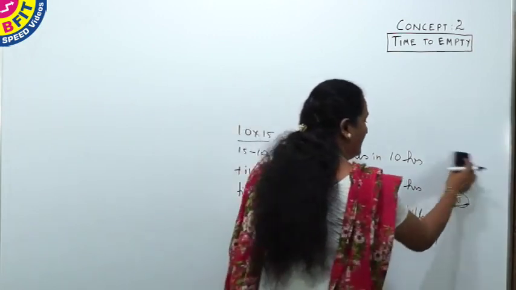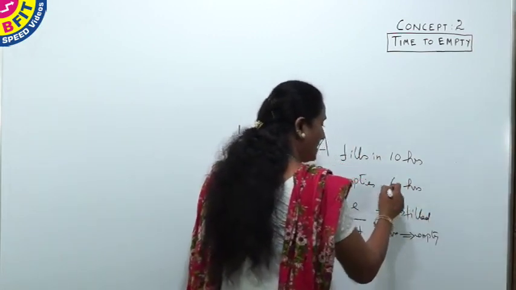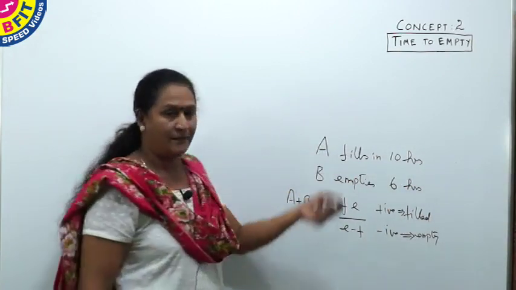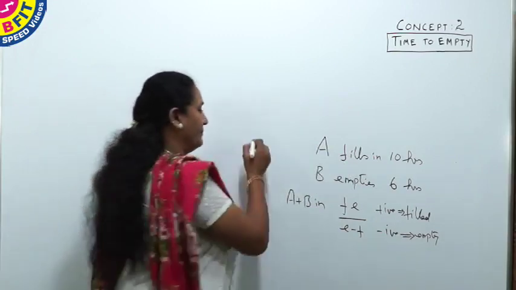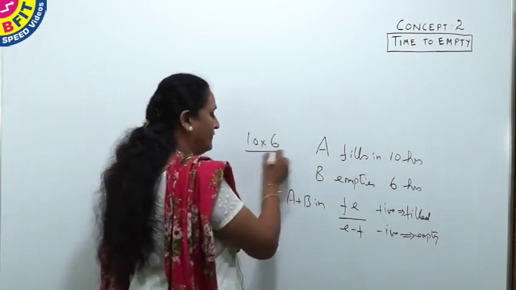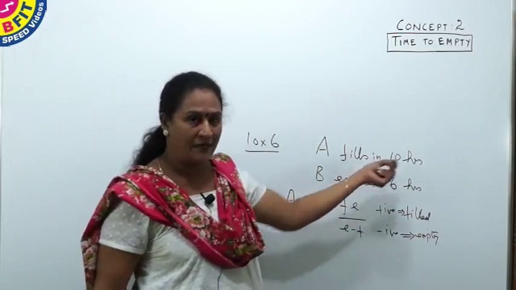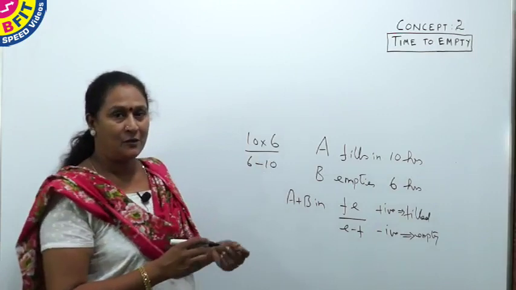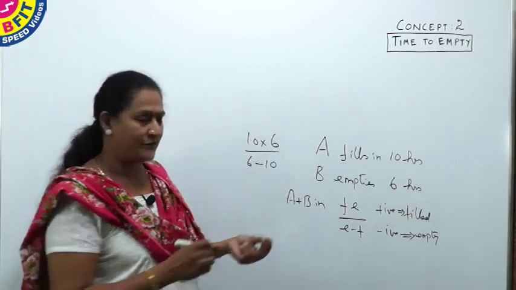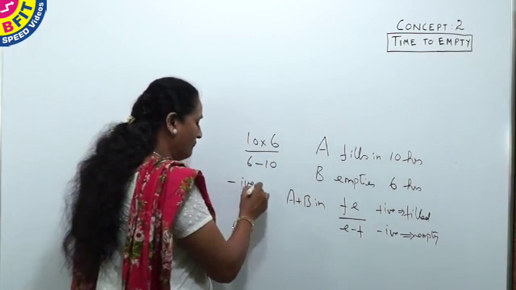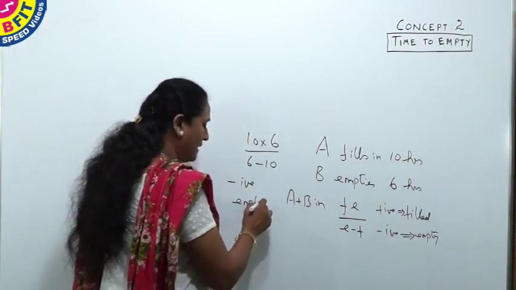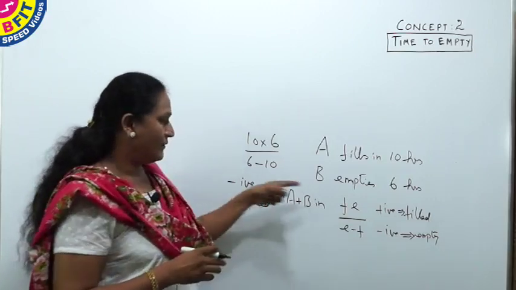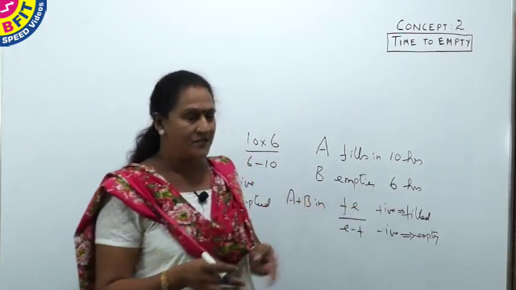Suppose, for example, B empties the tank in 6 hours. Now we'll use the same concept, product by difference. So we have to take emptying minus filling. What will be the overall effect? It will be minus, because 6 minus 10 is minus 4. The overall sign will be negative. It means that the tank will be emptied. The tank will not be filled at all, because the emptying efficiency is faster than filling.